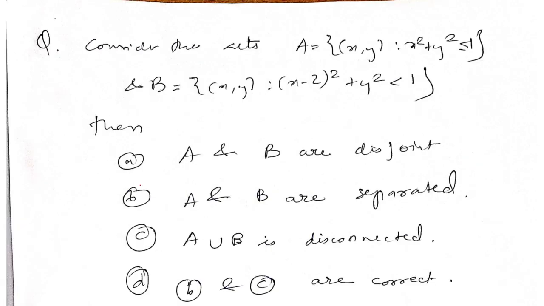Okay. So the next question is: consider the sets A, where A is the set of (x, y) such that x square plus y square is less than or equal to 1, and B is the set of (x, y) such that (x minus 2) whole square plus y square is less than 1. Consider these two sets. Then which of these options will be correct? Option A, that is A and B are disjoint? Option B, that is A and B are separated? Option C, that is A union B is disconnected? Or option D, that is both B and C are correct? So check what you are getting.